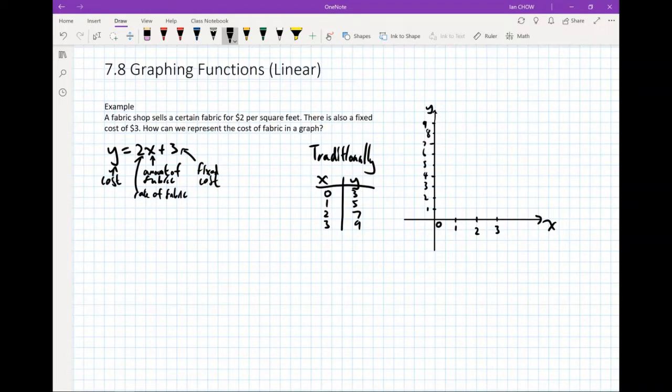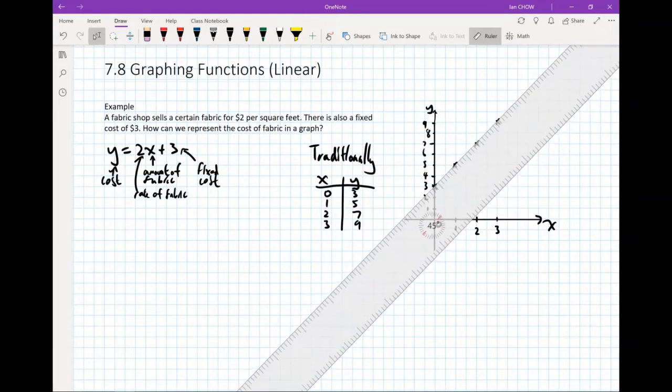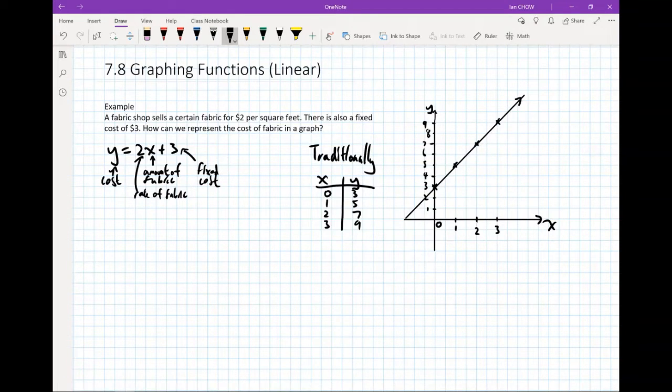Then you would plot these points: 0 at 3, 1 will be 5, 2 will be 7 over here, and 3 will be 9. After you have plotted the points, what you would do traditionally is get your ruler and connect the dots like this. That will be your graph. That's what you would usually do traditionally.